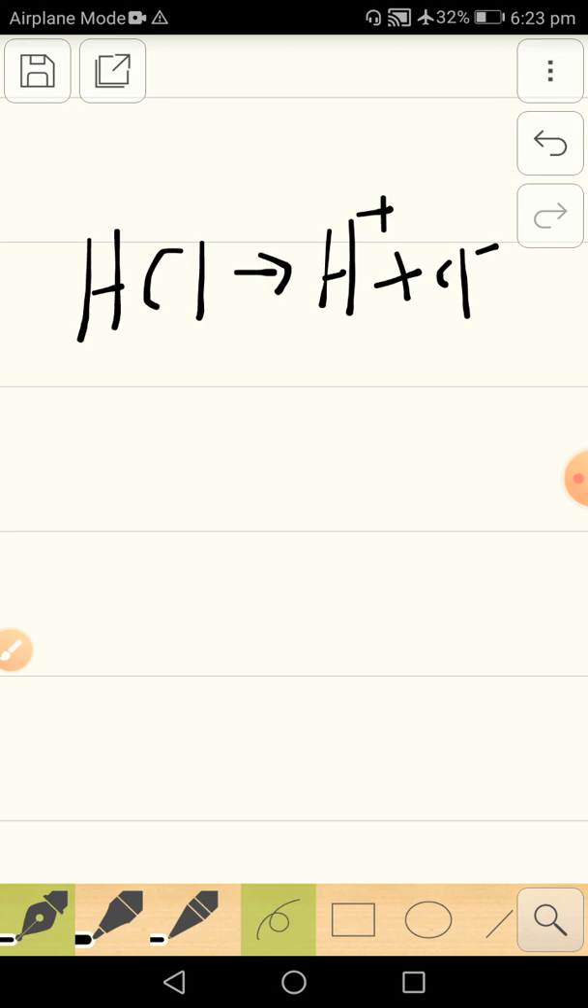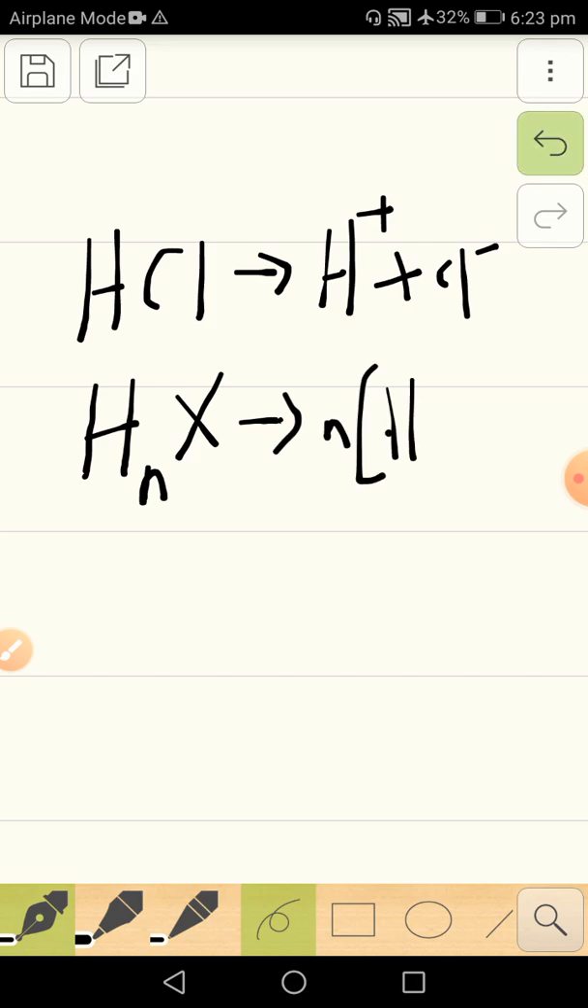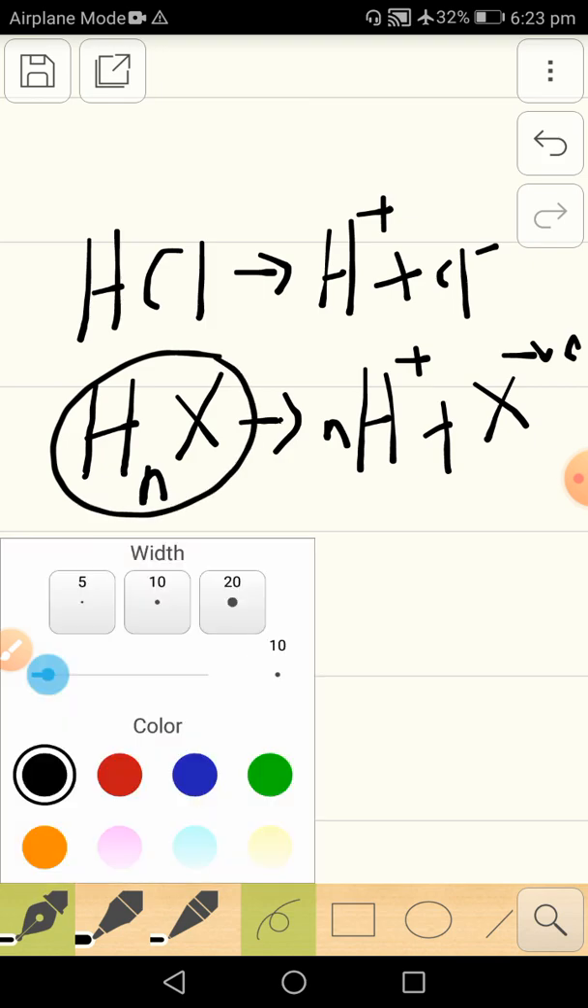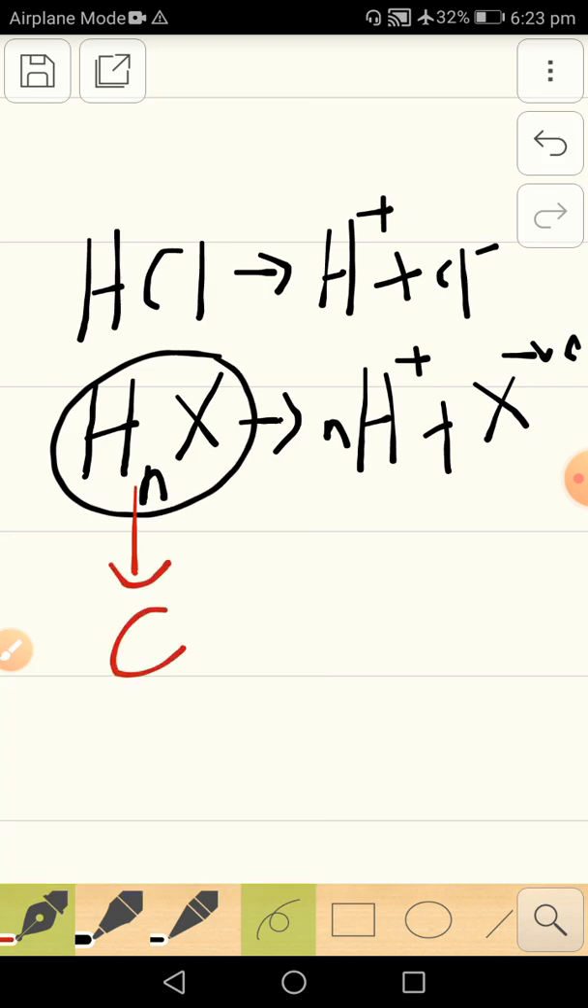So if you have some strong acid like this HX, so this would give you n number of H plus and X negative, I am writing. Okay. So here, if the concentration of this acid is C, now for 1 you have n here. Okay. So for C you will have nC over here.